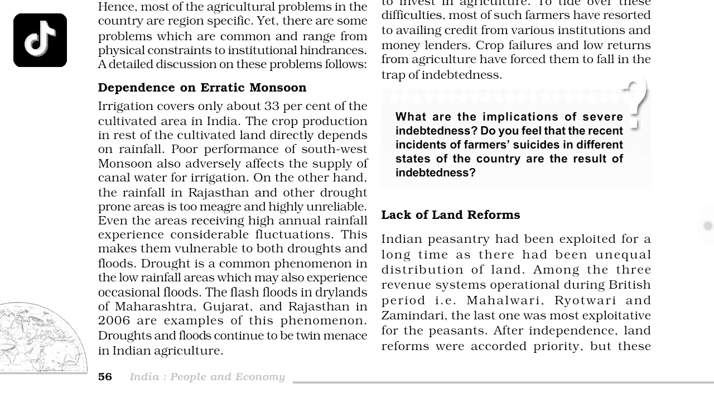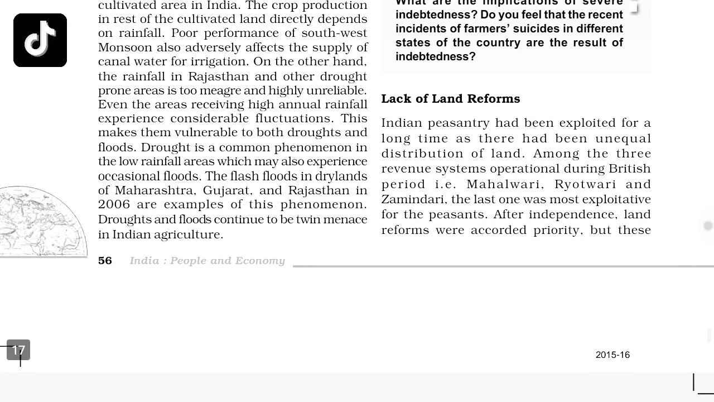Okay, next is lack of land reforms. In this, the points of concern are that firstly, there is unequal distribution of land. Second, historical factors are there, that revenue systems during the British period like Mahalwari, Ryotwari, Zamindari were very exploitative. Okay, and after independence, land reforms were not implemented properly. So this is why lack of land reform is leading to problems in Indian agriculture even right now. Then solutions can be land reforms and consolidation of land holdings, and redistribution of agricultural land should be undertaken.